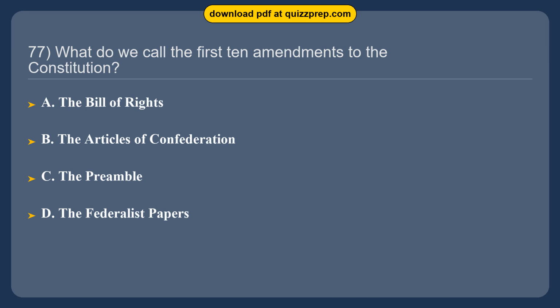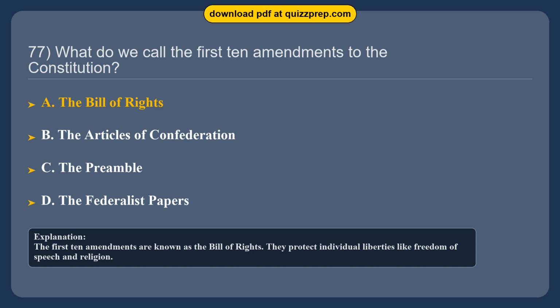Question 77. What do we call the first 10 amendments to the Constitution? Option A, the Bill of Rights. Option B, the Articles of Confederation. Option C, the Preamble. Option D, the Federalist Papers. The correct answer is option A, the Bill of Rights. The first 10 amendments are known as the Bill of Rights. They protect individual liberties like freedom of speech and religion.